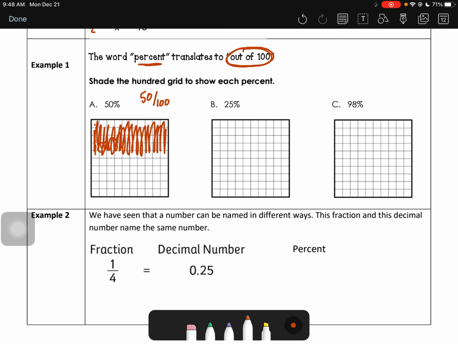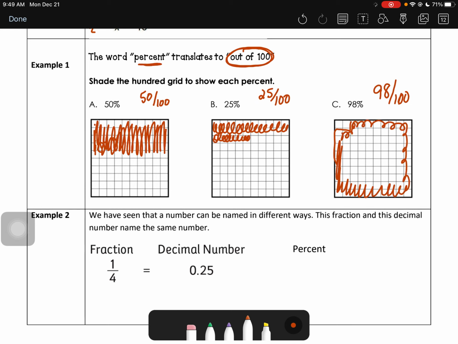In the next example, we want to do 25%, so we want to shade 25 out of 100 squares. So we have 10, 20, and we want to do 5 more. That's 25%. 98% means we are shading 98 out of 100 squares. So we will leave those two open, and we know that we're going to shade everything else except for 2 of the squares, because we are shading 98 out of the 100 squares.